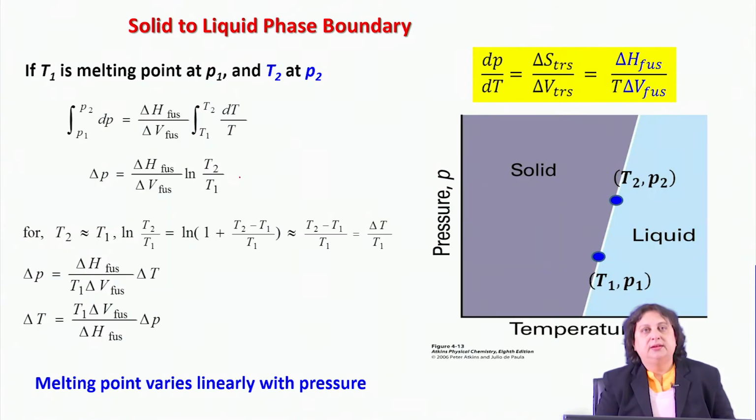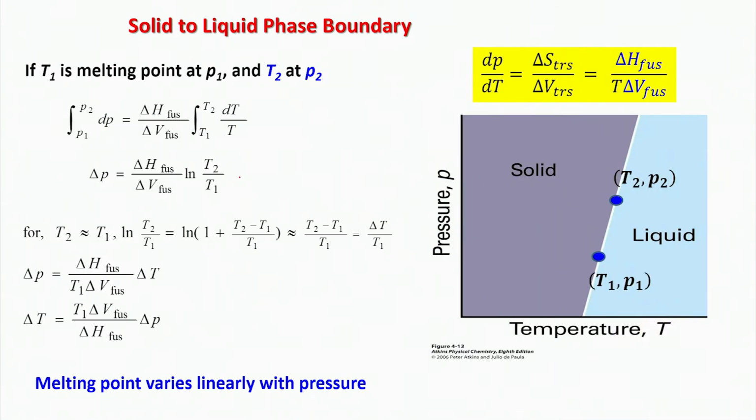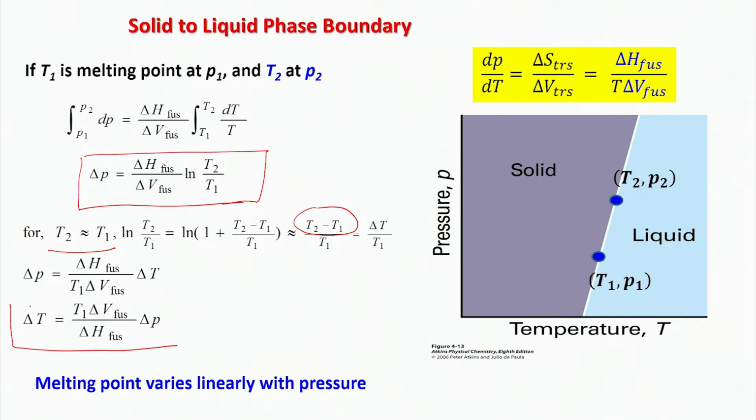And this brings me to a summary of what I have worked out in this slide. All I'm trying to show you here is that the application of the Clapeyron equation to the solid to liquid phase boundary gives you an exact representation like this. But if you have T2 very similar to T1, such that T2 minus T1, which is delta T, is a very small quantity, you can rewrite the equation shown here as this, and that tells you that the melting point would vary linearly with pressure.